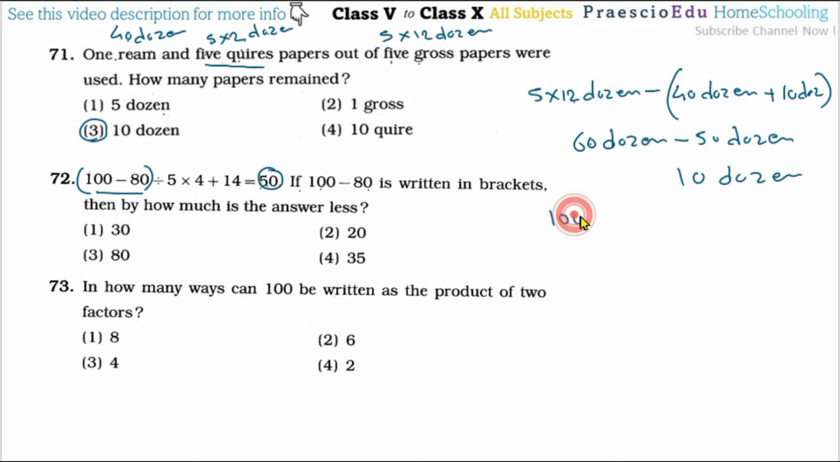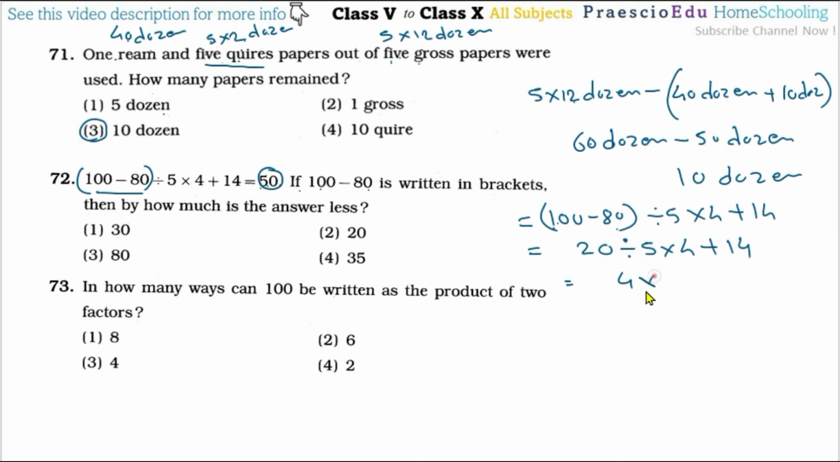So 100 minus 80, divided by 5, multiplied by 4, plus 14. So that we will calculate. First the bracket we will solve. 100 minus 80 is 20, divided by 5 multiplied by 4 plus 14. Now in this one, the division we will solve first. So 20 divided by 5 is 4, multiplied by 4 plus 14. 4 multiplied by 4 is 16 plus 14. So now that is equal to 30.